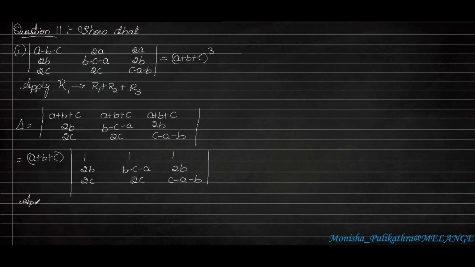After taking common, I will apply some more rules for this. That is, column 2 to column 2 minus column 1, and column 3 to column 3 minus column 1. So this is column 1, this is column 2 and column 3. Only for C2 and C3 I will be applying the changes. I have already taken this as common, so it will remain as it is.